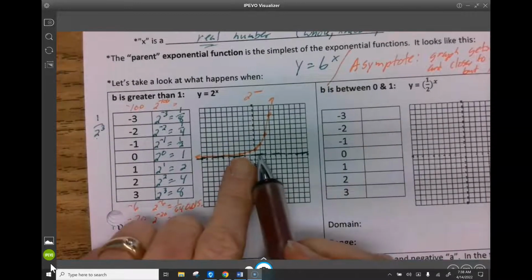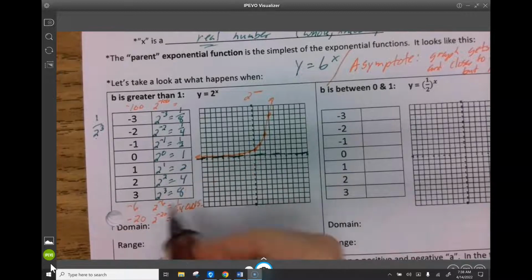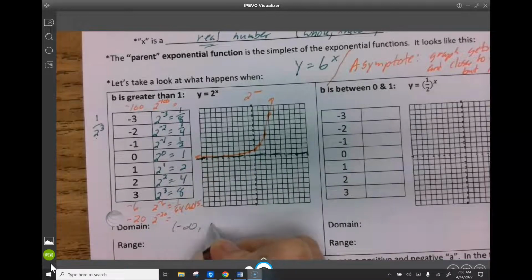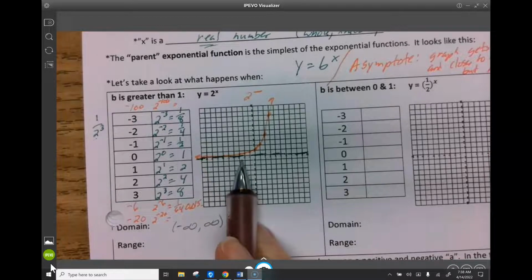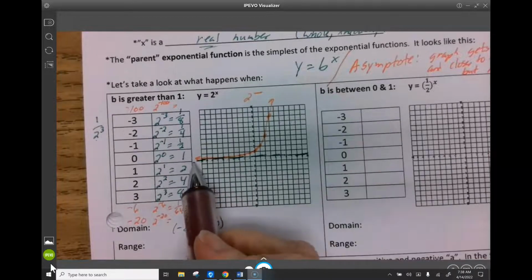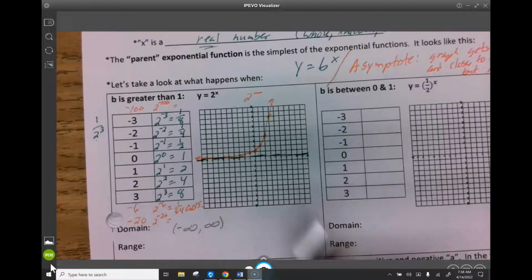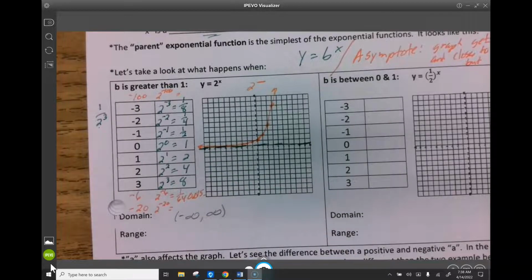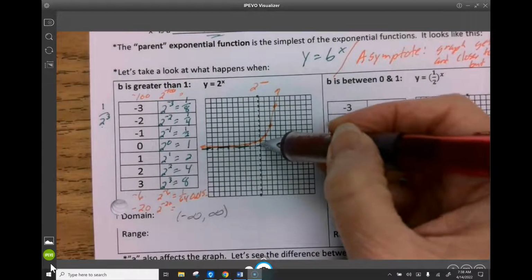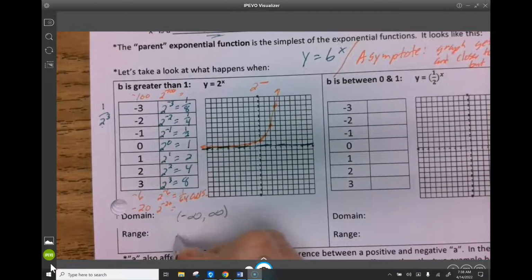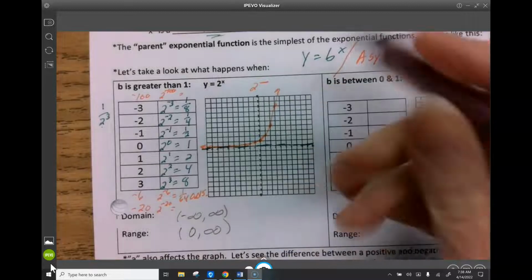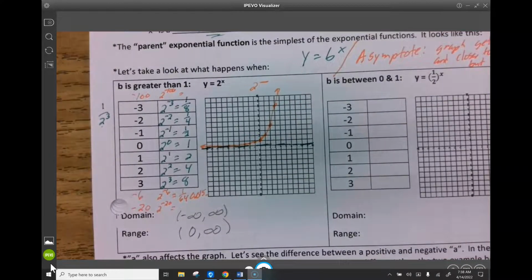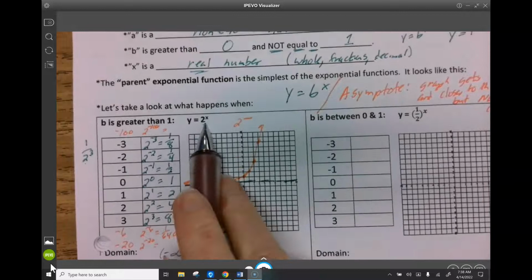So domain, is there any restriction on my x value? Nope. So it goes from negative infinity to infinity. But look at our range. That asymptote, right here, which happens to be the x-axis, and it will be for all of today's, that asymptote prevents it from going past that. So my y values go from 0 on up, but can't be 0. So that's a parenthesis, 0 to infinity, because it goes from here on up. Okay? So that's when we have 2 as b.